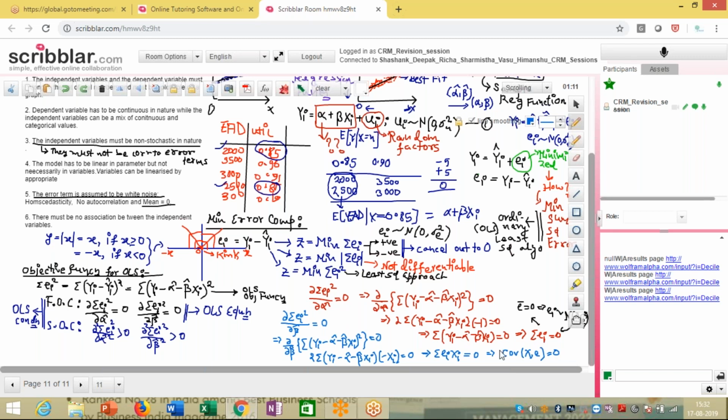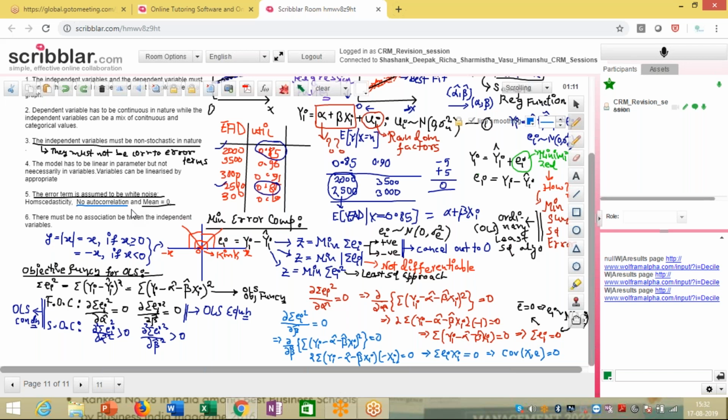So this assumption, covariance between X and E, would ensure that there is no autocorrelation. Because if X and E are associated with each other, it would mean that there is a systematic behavior of the error terms in the model, and hence you will end up with a problem of autocorrelation.